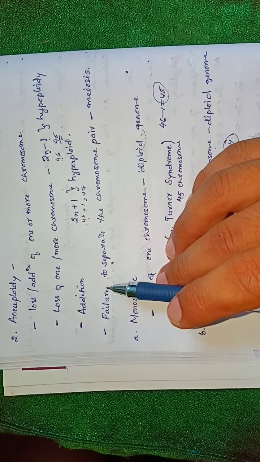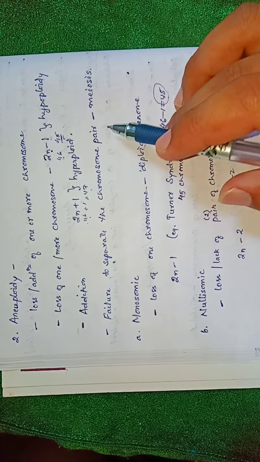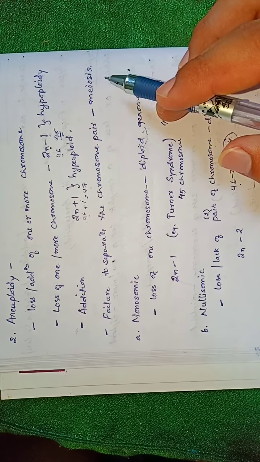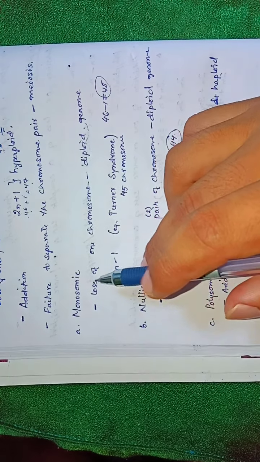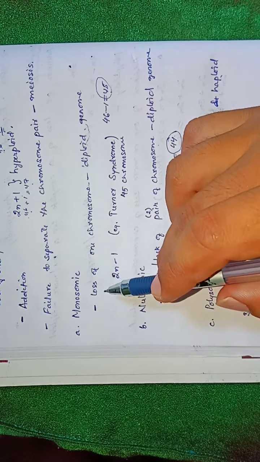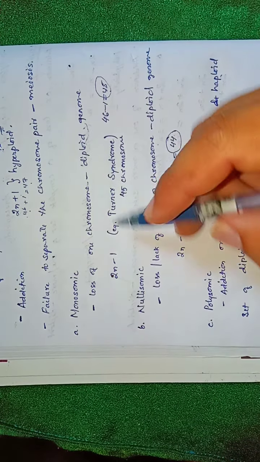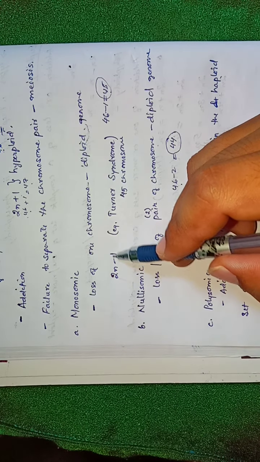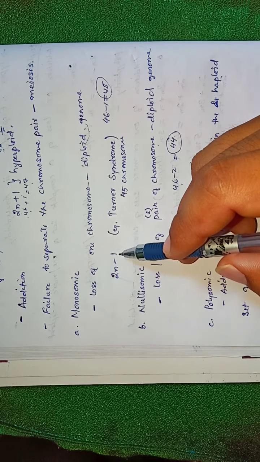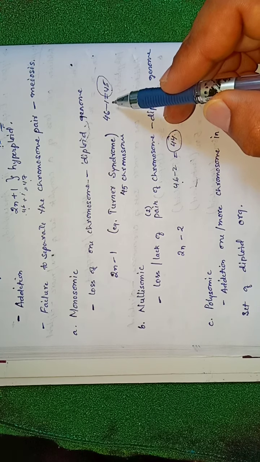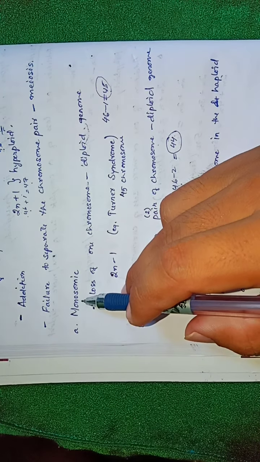These aneuploids arise due to the failure of separation of the chromosome pair during meiosis. Aneuploidy is of the following types. The first one is monosomy. Monosomy is the condition where there is loss of one chromosome from the diploid genome. This is the diploid genome, and there is loss of one chromosome, so 46 minus 1 becomes 45. This condition is called monosomy.